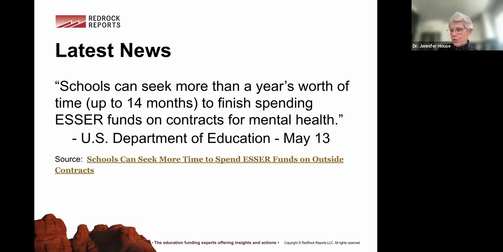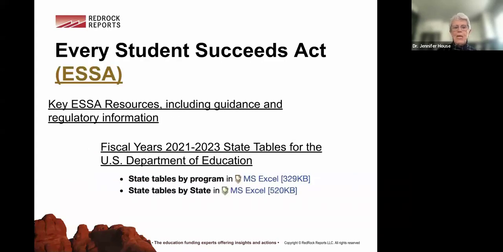Again, I have given you the hot link if you want more clarification on that. Okay, the Every Student Succeeds Act. Remember, this is like the little engine that could. This just keeps coming, even though we've got the Stimulus Act. The Every Student Succeeds Act, Title I, Title II, et cetera, that's still going on every single year.